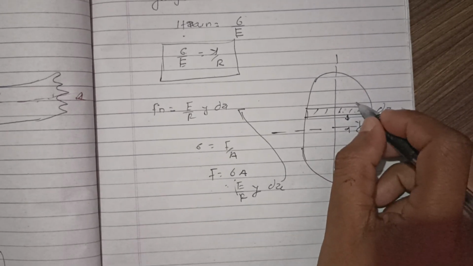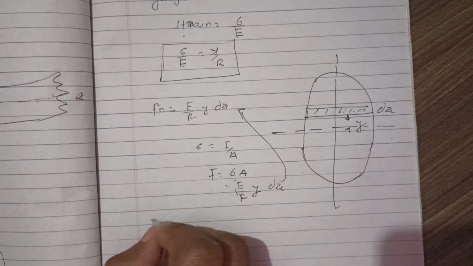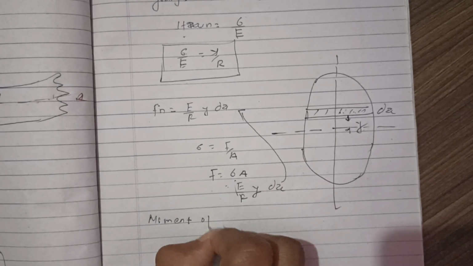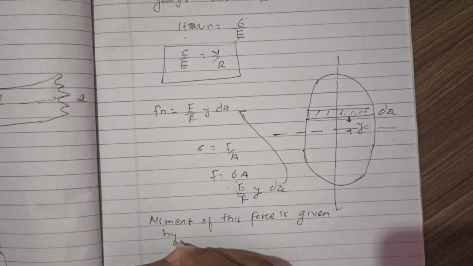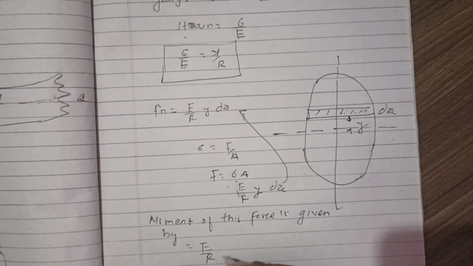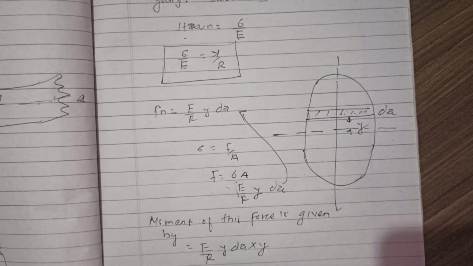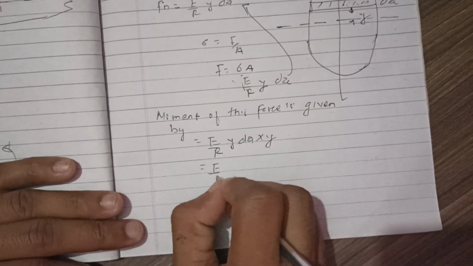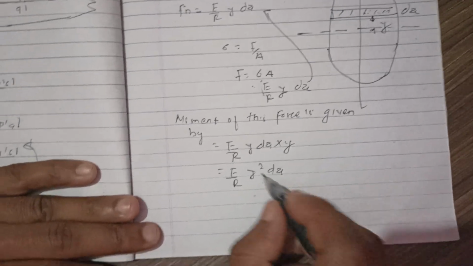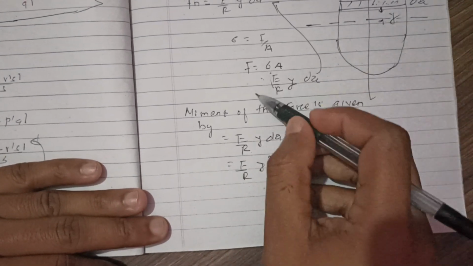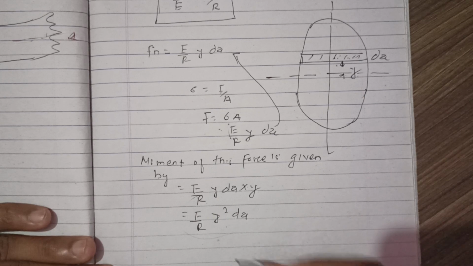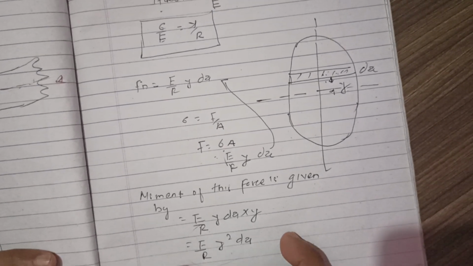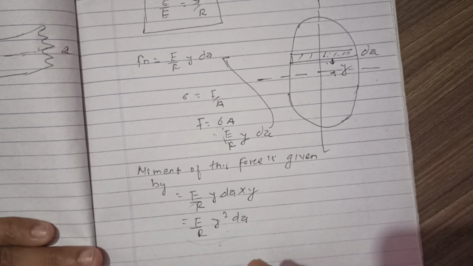Now this is the distance, and the normal force is acting on this strip, so it will create a moment. The moment of this force is given by force times distance y, that is E by r times y square dA. This is the moment given by the normal force acting on this strip, and this moment is a resisting moment when the load is applied, which resists the applied moment. This is what we need to calculate.